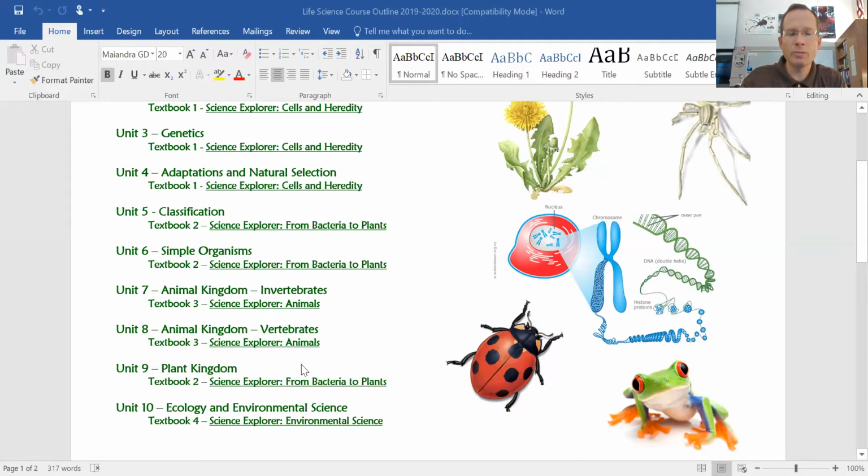Then we move on to plants. They'll even do a dissection of a flower. We've done tulips before, even daffodils, to look at all the parts of a flower. And then we finish with ecology and environmental science, which pretty much puts all of what we've talked about together, the relationships between living things.